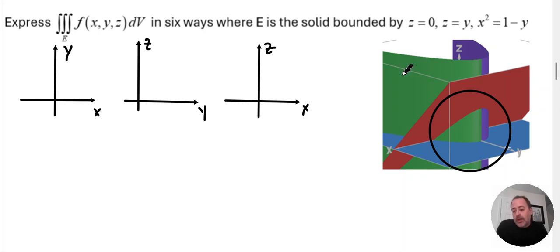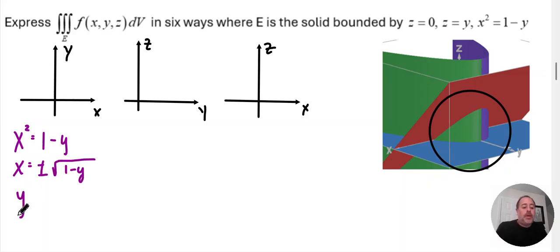So the first thing we're going to do is find equations that relate x and y. We're given that x squared is equal to 1 minus y, which means that x is equal to the positive and the negative square root of 1 minus y. But we're also given that y is equal to 1 minus x squared. We're going to use this equation to graph our trace, because we know what that looks like. It's a parabola facing down that has a y-intercept at 1, and it's going to cross the x-axis at positive 1 and also at negative 1.